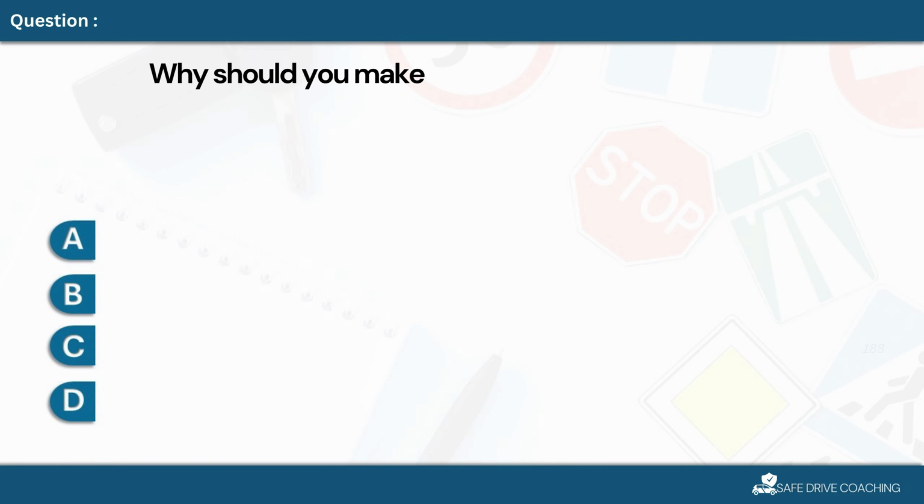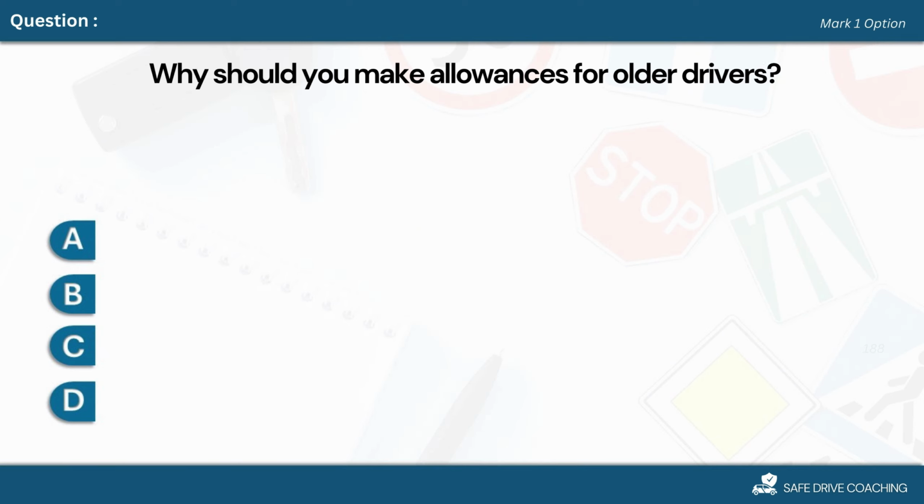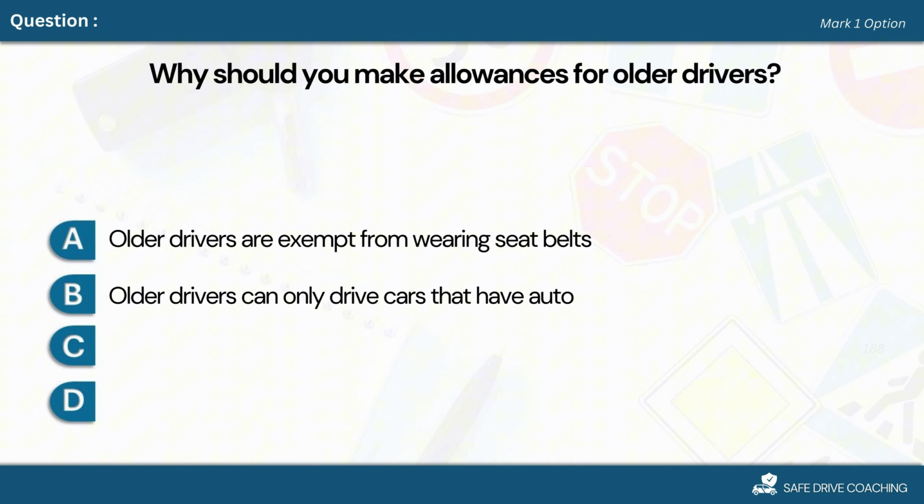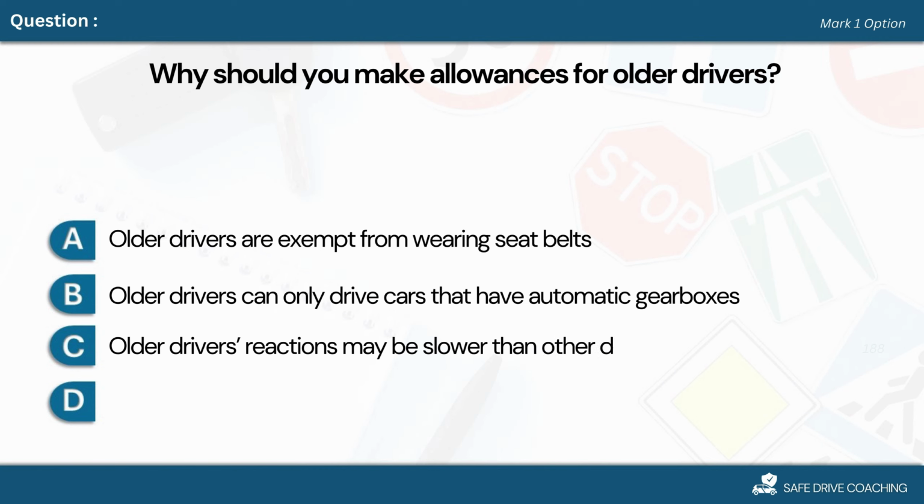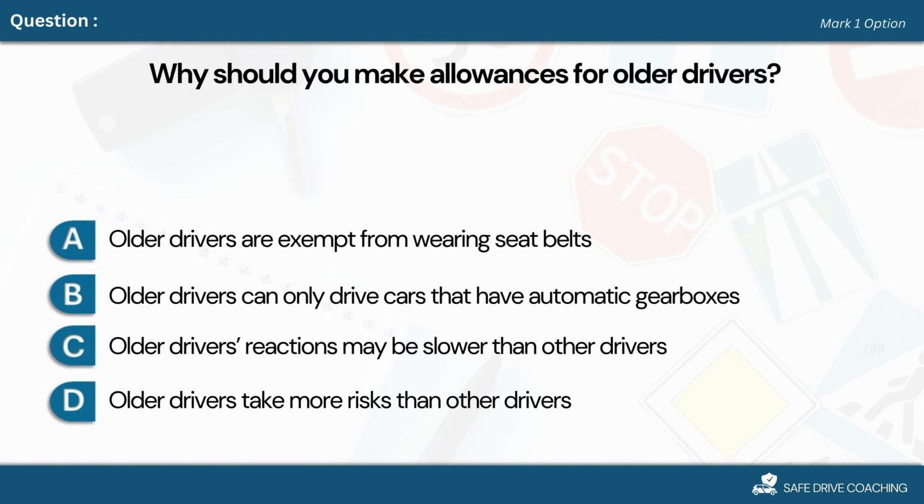Why should you make allowances for older drivers? A. Older drivers are exempt from wearing seat belts. B. Older drivers can only drive cars that have automatic gearboxes. C. Older drivers' reactions may be slower than other drivers. D. Older drivers take more risks than other drivers.